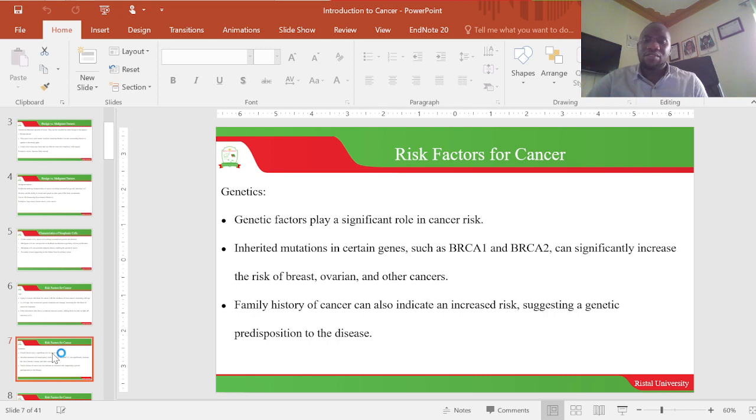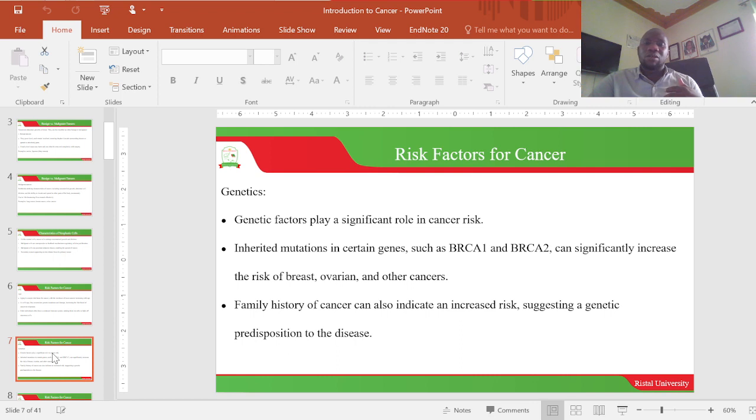And then we have genetics. We have cancers such as breast cancer having a strong component of genetic predisposition. Genes such as BRCA1 and BRCA2 actually increase the chances of getting breast cancer, ovarian cancer, and other types of cancers. Checking for these genes can be one of the ways to screen for individuals who are at a higher risk of getting breast cancer.